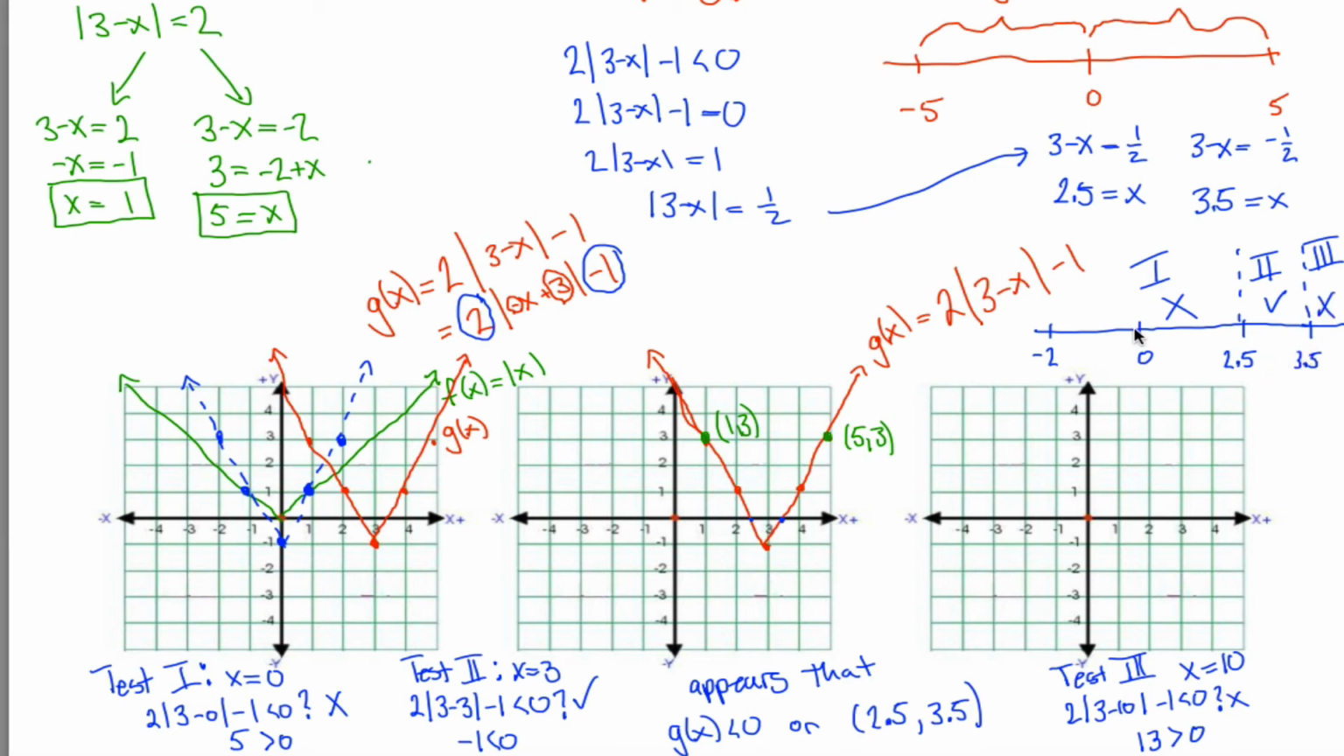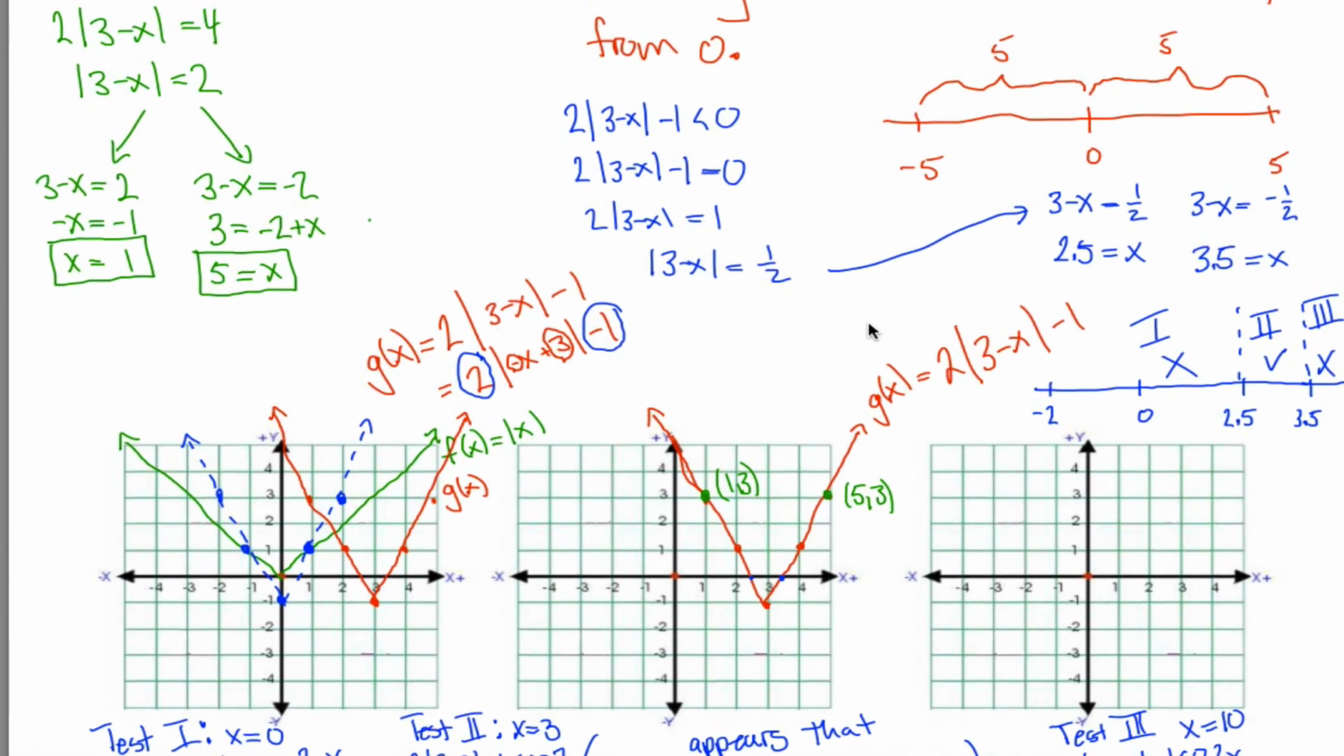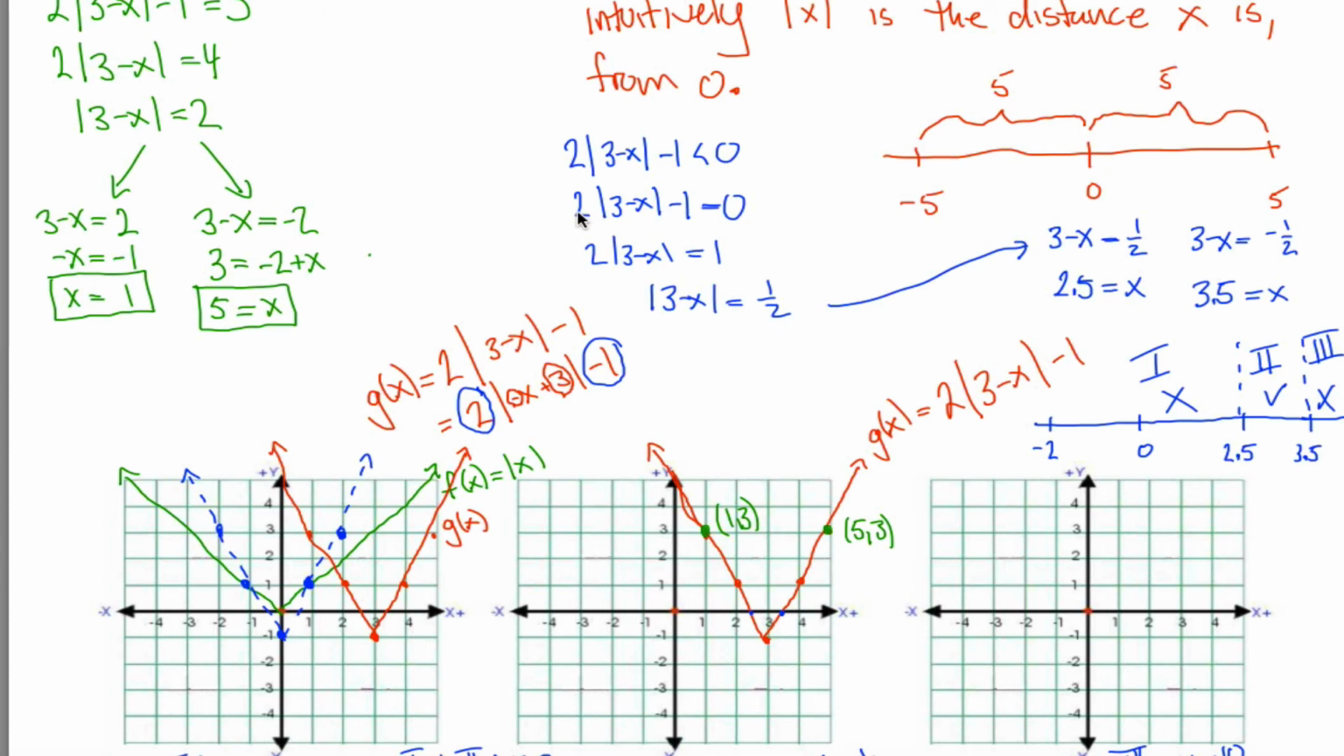So what that tells me is that all of the solutions to this thing are region 2. In other words, all the numbers between 2.5 and 3.5. I do not want to include 2.5 and 3.5 because at 2.5 and 3.5, those came from solving when this equals 0. And the question asked me when it's less than 0. If it asked less than or equal to 0, I would want to include those points, but it just says less than 0, so I do not want to include those points.